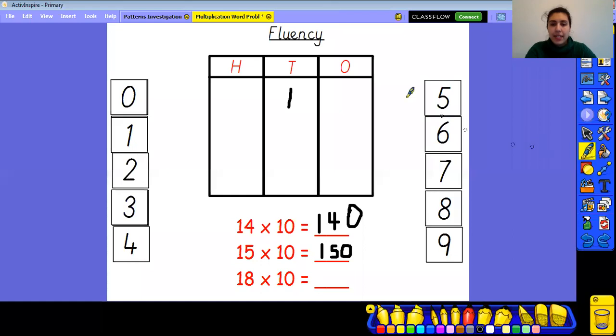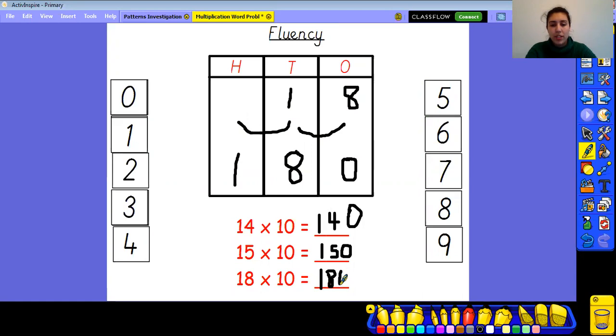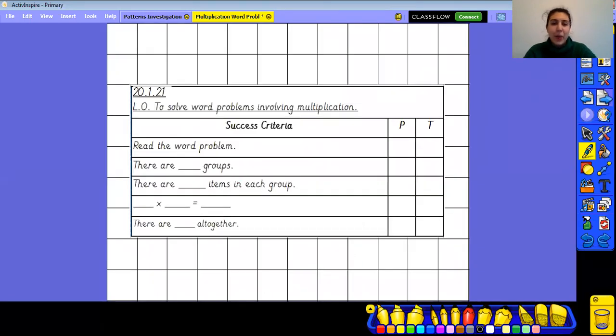And then 18 times by 10, well, that's got 1 ten and 8 ones. They're getting 10 times bigger, so my 1 ten becomes 100. My 8 ones becomes 8 tens. And I can't leave my ones column empty, so I have to put my placeholder, which is a 0. So 18 times by 10 is 180. Well done.